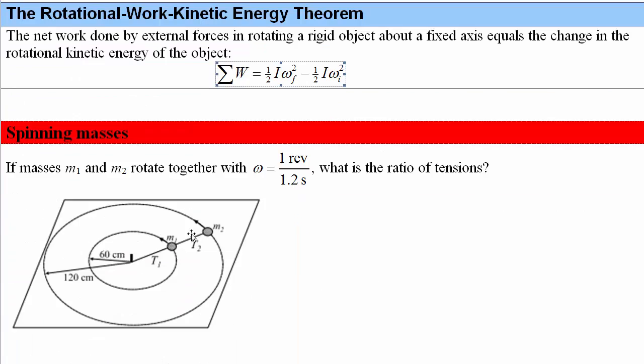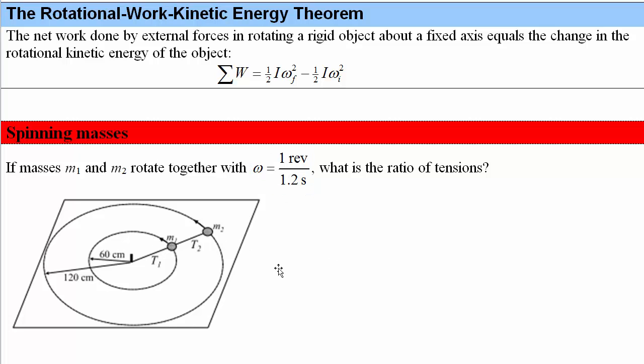Spinning masses. We've got these two masses, m1 and m2, and they're rotating together with this angular velocity. We want to know what the ratio of the tensions is. This is a problem that we could have done earlier. It just requires the v squared over r, but now we're going to look at it in rotational language. We're going to be concerned with the angular velocity rather than figuring out the linear velocity of these.